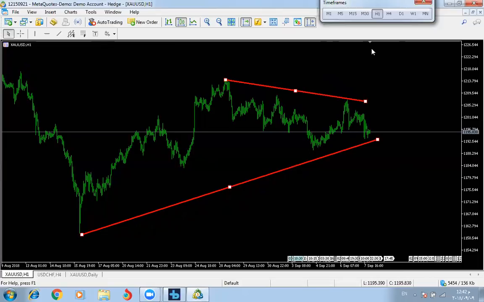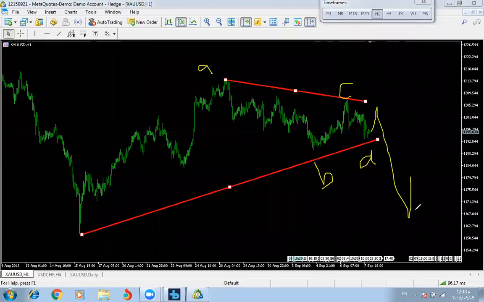So this is our triangle with its 5 legs. This is A, this is B, this is C, this is D, and we anticipate seeing wave E from there, and then the price starting to move aggressively to the downside to the 1,130 to 1,120 area.